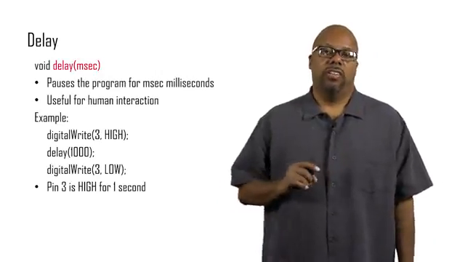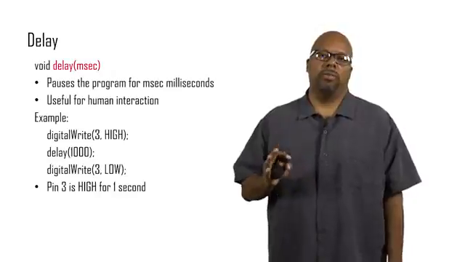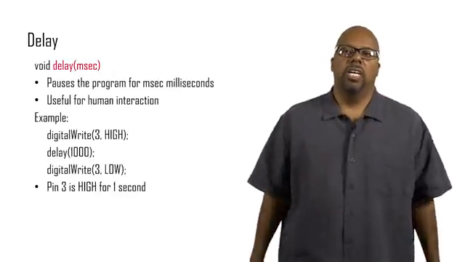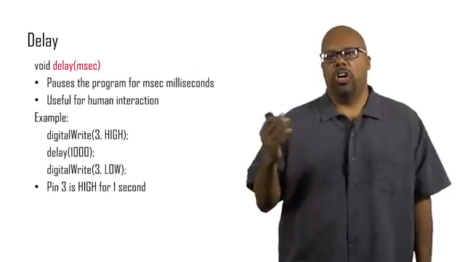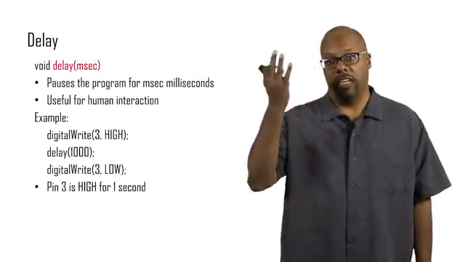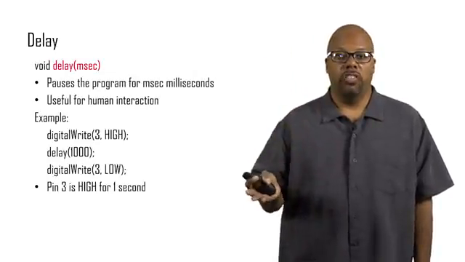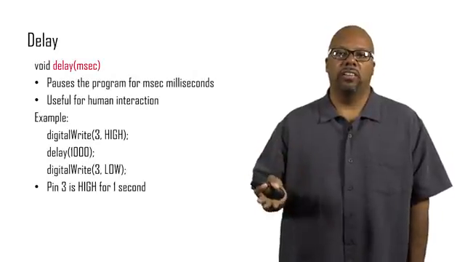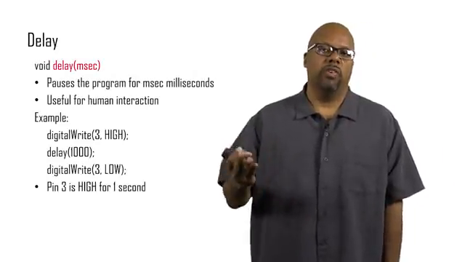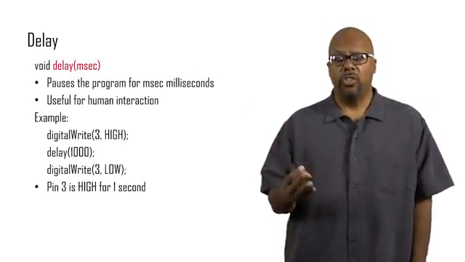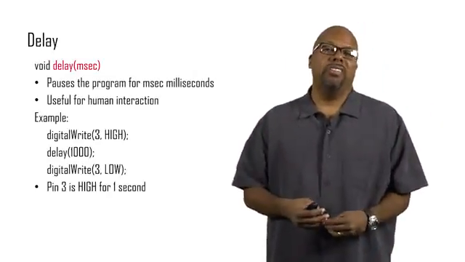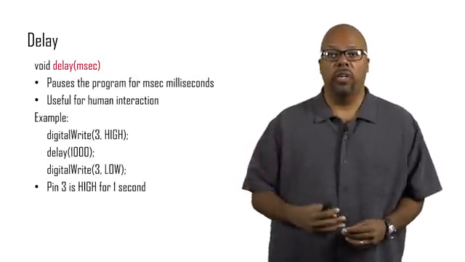So one other function call that we need to know to be able to do the blink example, a very useful function, is delay. If you look at the function, it takes one argument, msec, or milliseconds. It basically pauses the program for a certain number of milliseconds. So 1,000 milliseconds being a full second. If you have a delay of 1,000, that's a one second delay. It's useful for a lot of things.